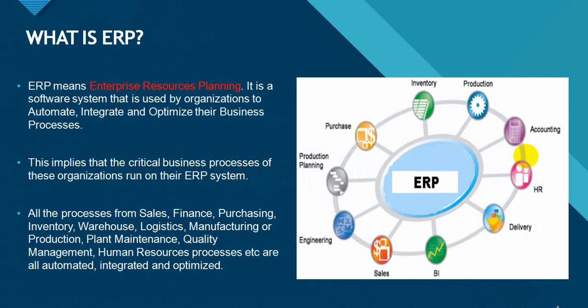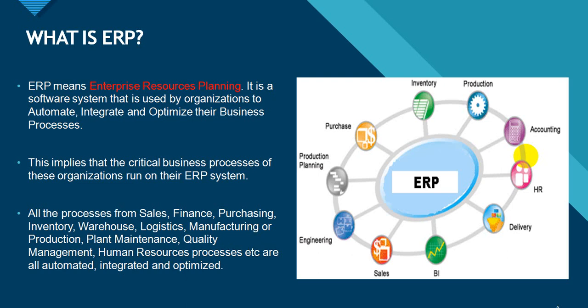What is ERP? ERP means Enterprise Resource Planning. Enterprise, which is an organization, their resources being planned. It is a software system that is used by organizations to automate, integrate, and optimize their business processes.